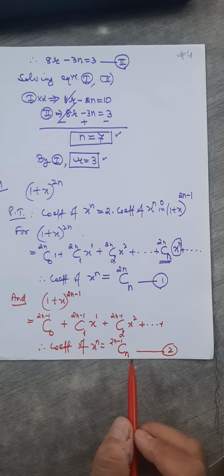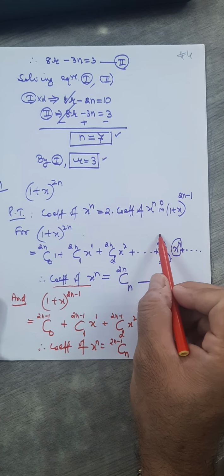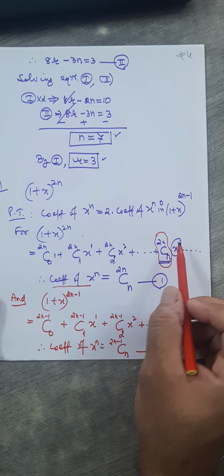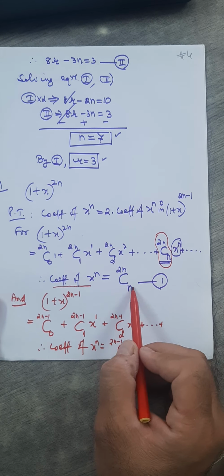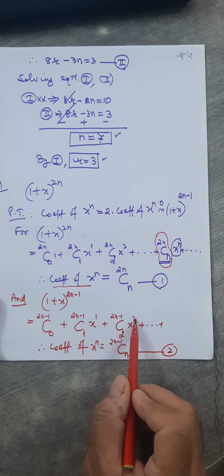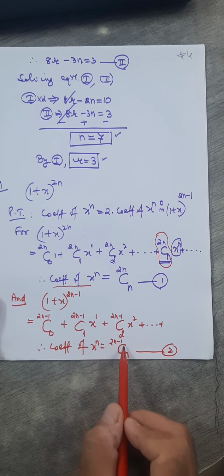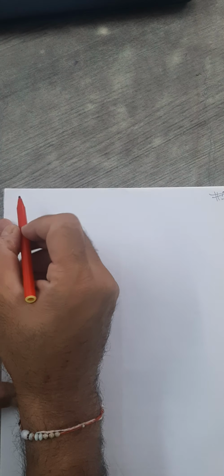Okay, fine. I hope this is clear to you. The coefficient of x raised to n is this. Coefficient means the constant term with x raised to n. If you have x square then here you have 2, so if you have x raised to n, it must be n here. So the coefficient must be 2n minus 1 cn. So now we use 1 and 2 and we try to get that.